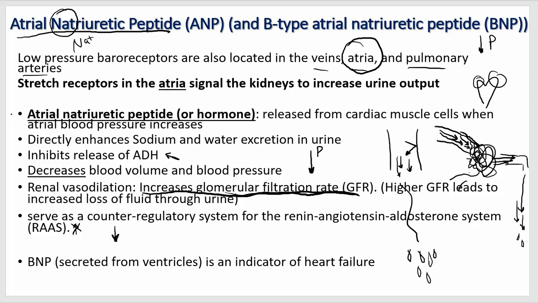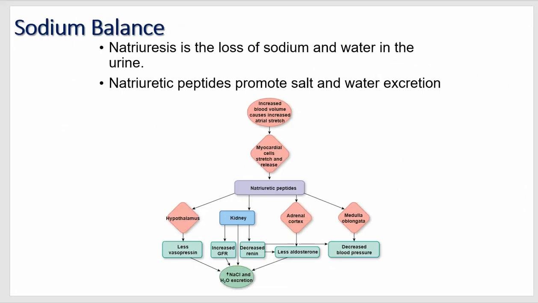I also have a note down here that BNP, the B-type natriuretic peptide, has been shown in papers to be an accurate indicator of heart failure, so increases of that. So let's talk in general about what natriuresis is. Natriuresis is the loss of sodium and water. Like diuresis is an increase in urine production, natriuresis is the loss of sodium, and water follows that sodium. So natriuretic peptides promote salt and water excretion.